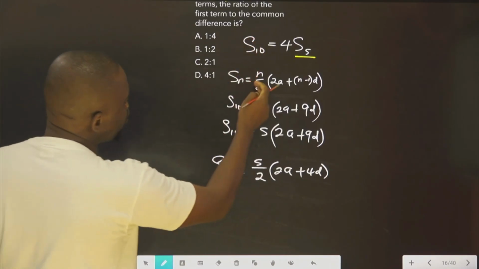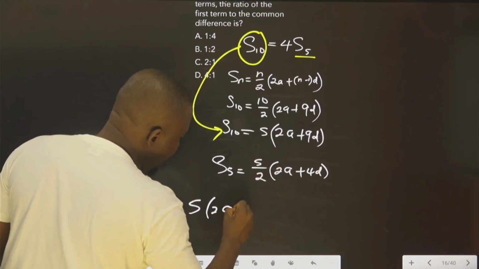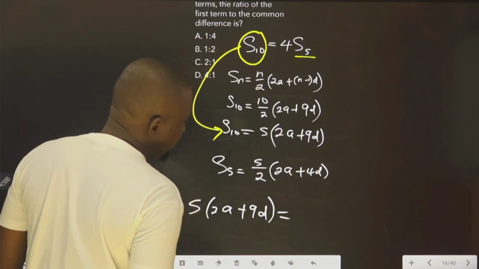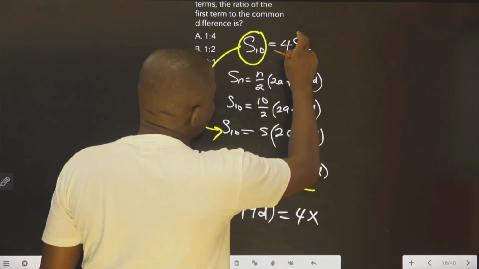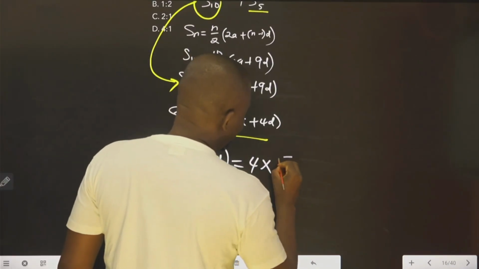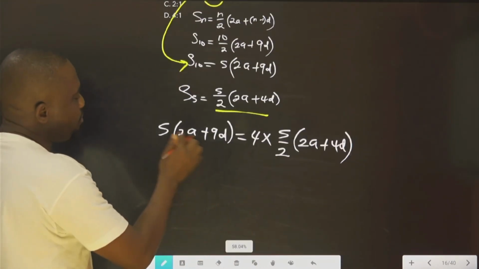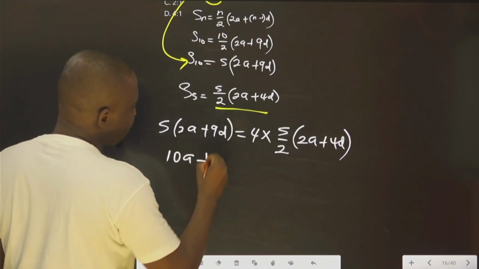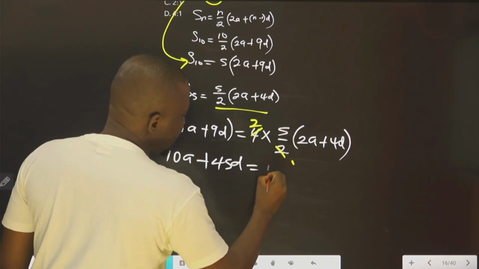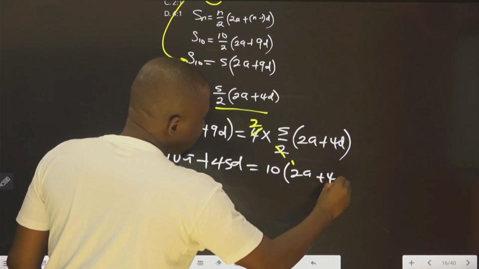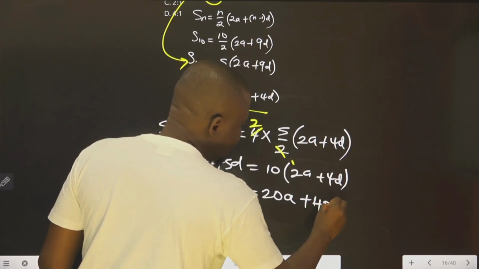Now, we are going to substitute. To substitute here now, we're going to substitute this. That is this. 5, 2a plus 9d equals 4 multiplied by, we substitute this here. That is 5 over 2, 2a plus 4d. Okay, now this is 10a. This is 45d. That is 10, 2a plus 4d. This is 20a plus 40d.